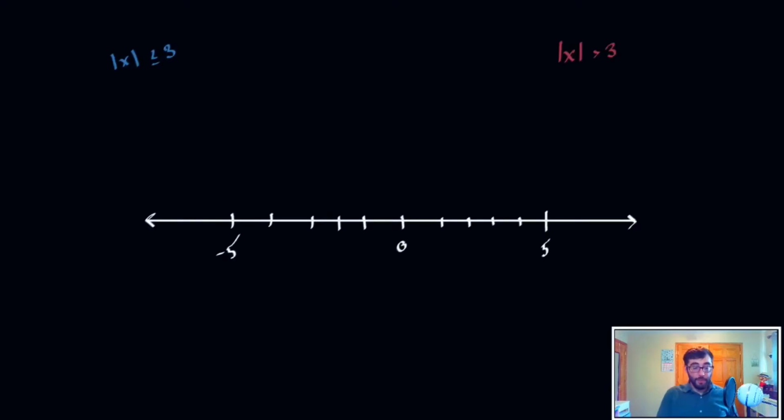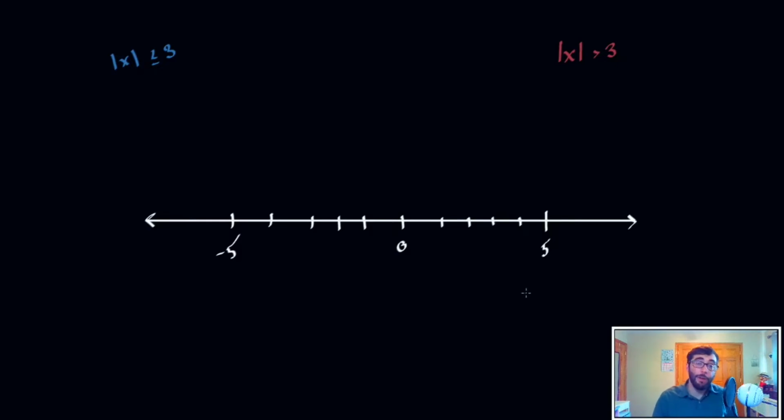So solving absolute value inequalities is actually very similar to solving absolute value equations. I have two real basic examples, and I'm still thinking about them in terms of the number line. I'm going to start with this one over here. Remember, what absolute value measures is a distance. So this is asking, what number or numbers are less than or equal to 3 away from 0 on a number line?